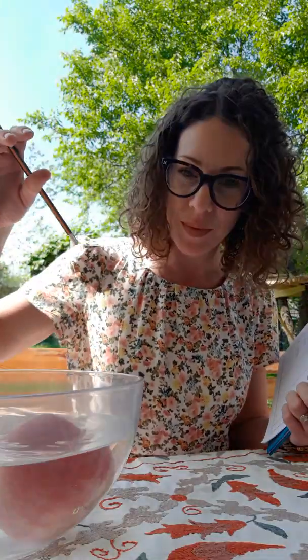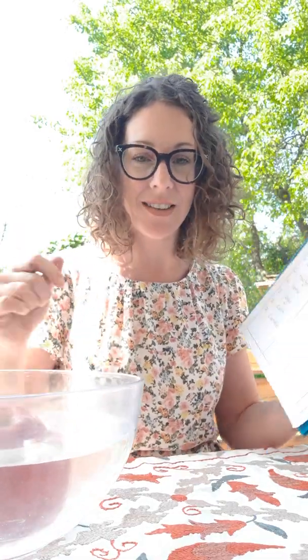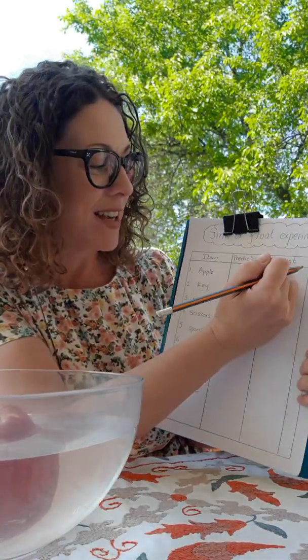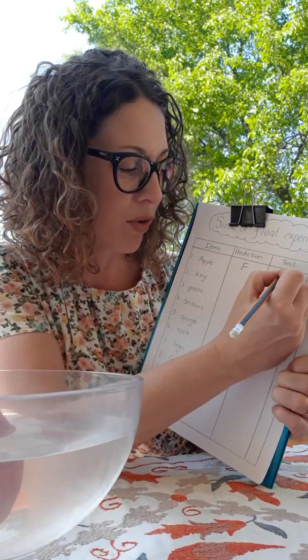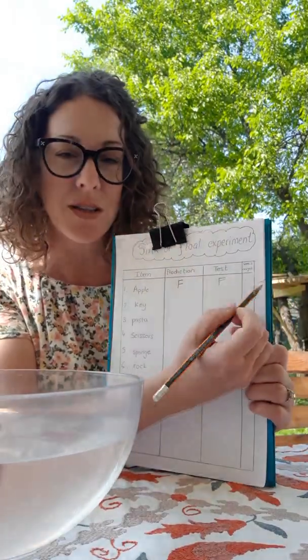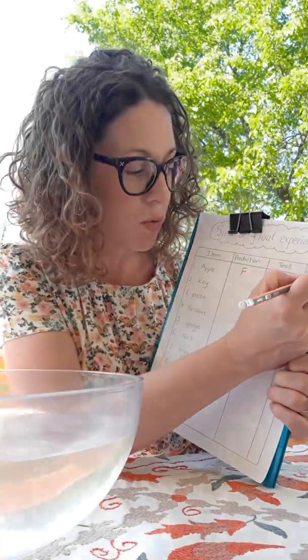Now I'm going to put it in. This is the real test. I wonder if I was correct. There you go. So the apple is floating. Brilliant. So I was correct. And in the test column here, next to apple, I'm going to write F for float. And that means, was I correct? Yes, I was. My prediction was correct.